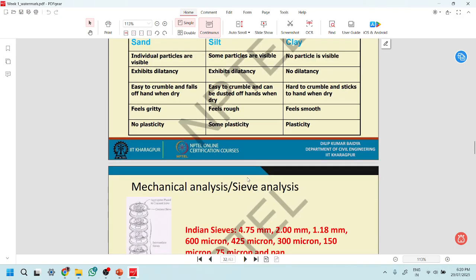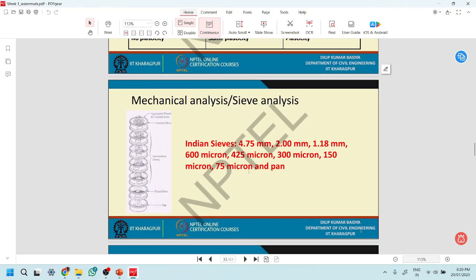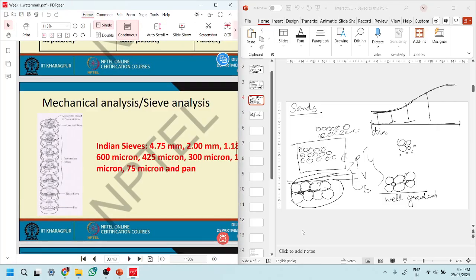properties. Index properties are the properties, as I was just saying, that are used to classify the soil. So the first index property we can talk about is for sands, for example.